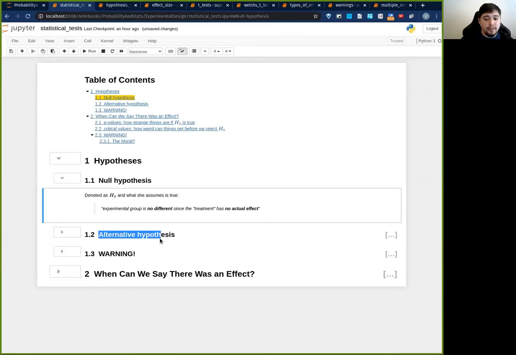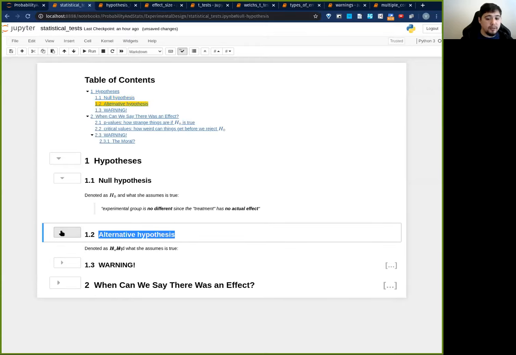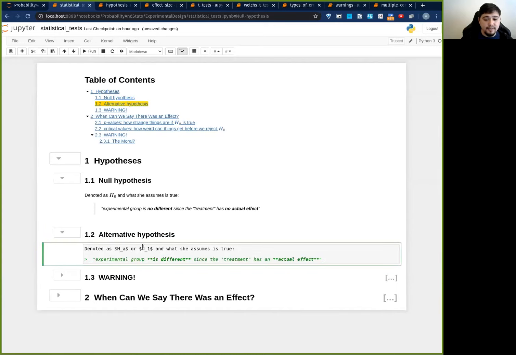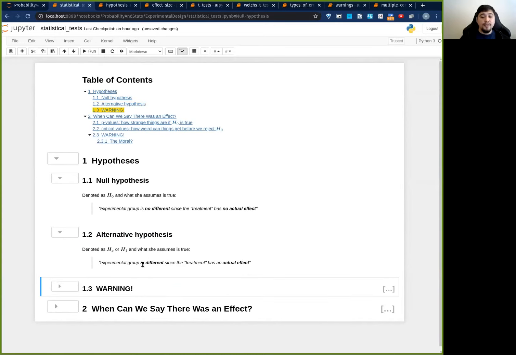The alternative hypothesis, so this is basically with the experimental group, is saying the opposite of this, that the experimental group is different since the treatment has an actual effect. Basically, you're saying, hey, there was an effect when we made this change, the treatment. Okay, we made this change, so they are different from each other.